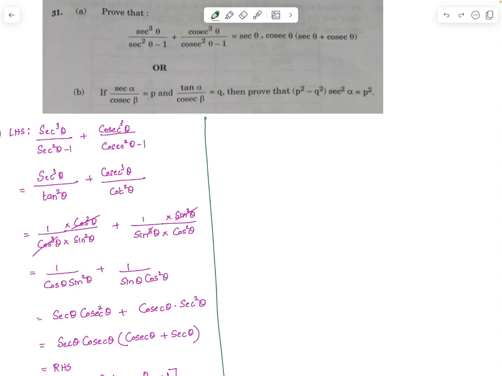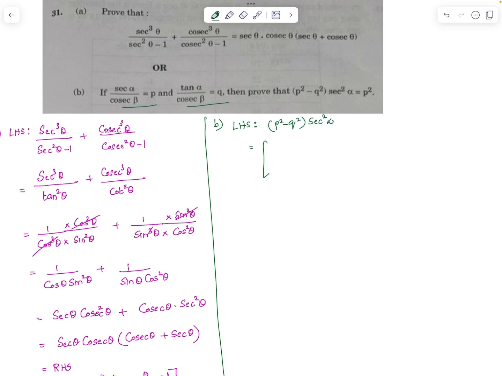The part B of question 31 says if sec alpha upon cosec beta is P and tan alpha upon cosec beta is Q, then prove that P square minus Q square times sec square alpha is equal to P square. So let's start with the LHS. LHS is P square minus Q square times sec square alpha.